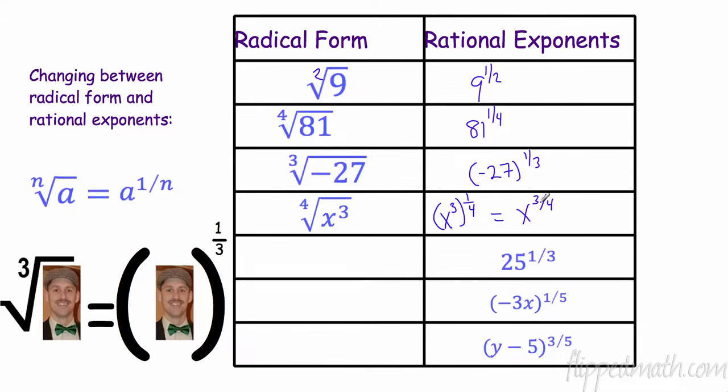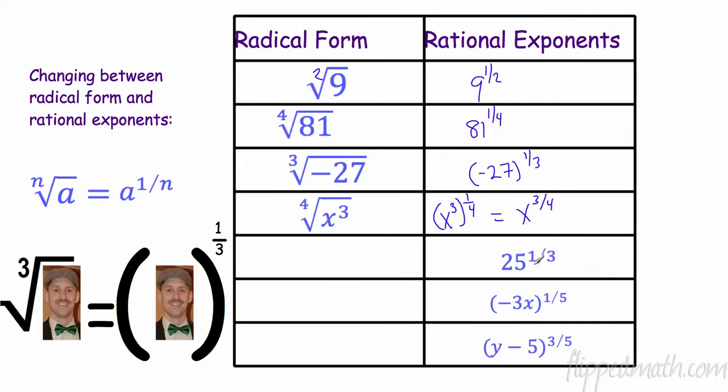Whatever I had inside to the 1/4 power, and I did the power rule, x to the 3/4 power. Remember, the number on top is multiplying that by itself 3 times, and then the number on the bottom is what number times itself 4 times gives us the answer. All right, let's take a look.